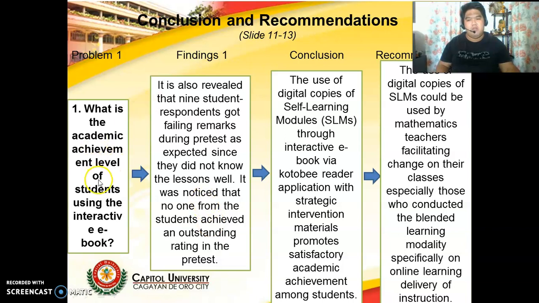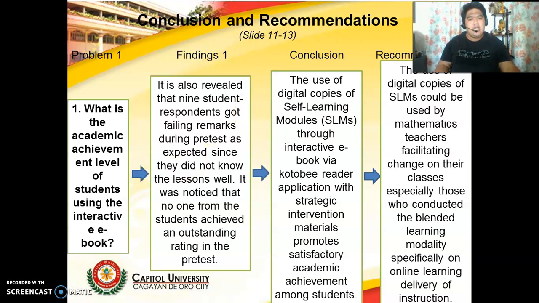What is the academic achievement level of students using the interactive ebook? Finding one: it was revealed that 9 student respondents got failing marks during the pre-test, as expected, since they did not know the lesson so well. It was noticed that no one among the students achieved an outstanding rating in the pre-test. But during the post-test, many got the highest rank, the outstanding rank, and the satisfactory achievement level.